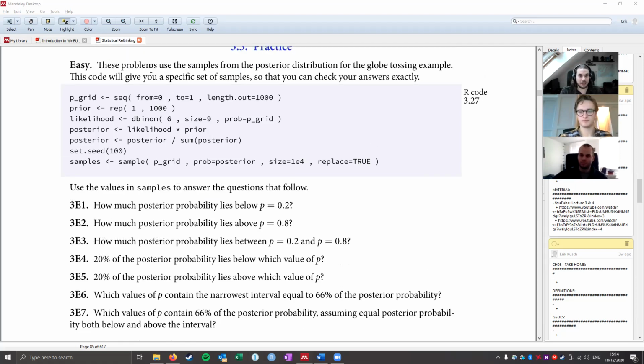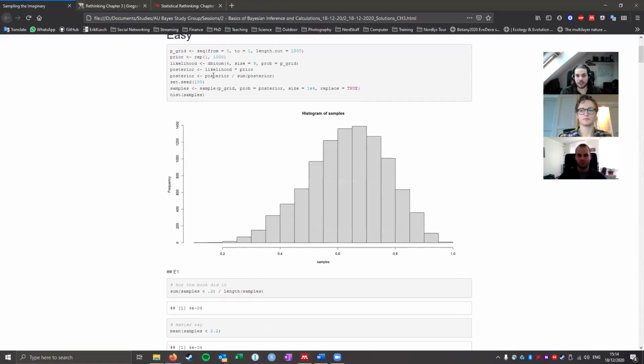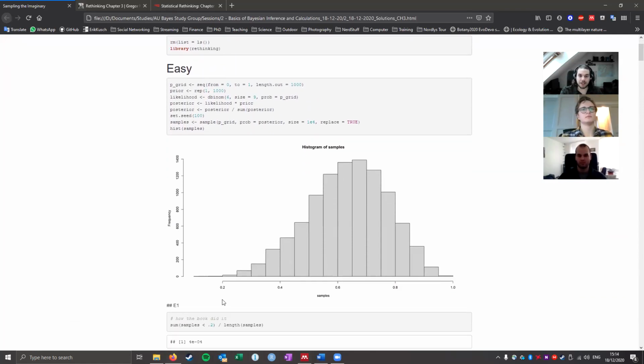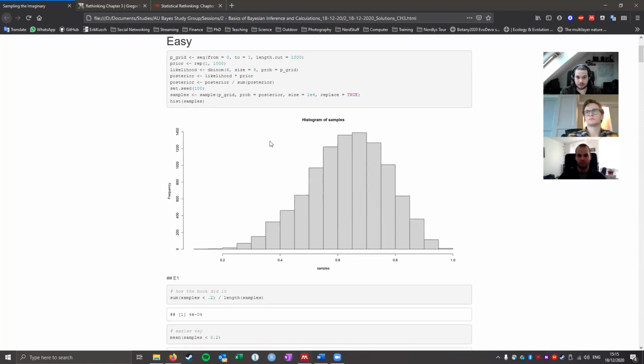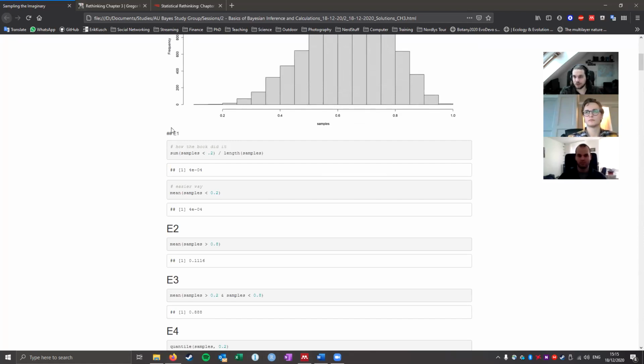All right. Moving into the practice material for chapter 3, these problems use samples from the posterior from the globe tossing example. This code right here will give you a specific set of samples that you can check your answers against exactly. So this I have just run on my end right here after having loaded the package and so on. And now I'm looking at the histogram of this too.